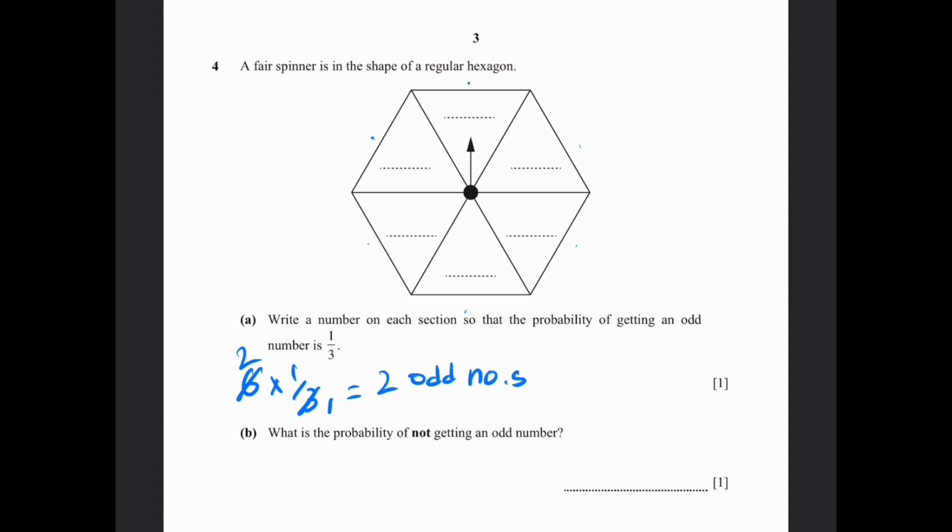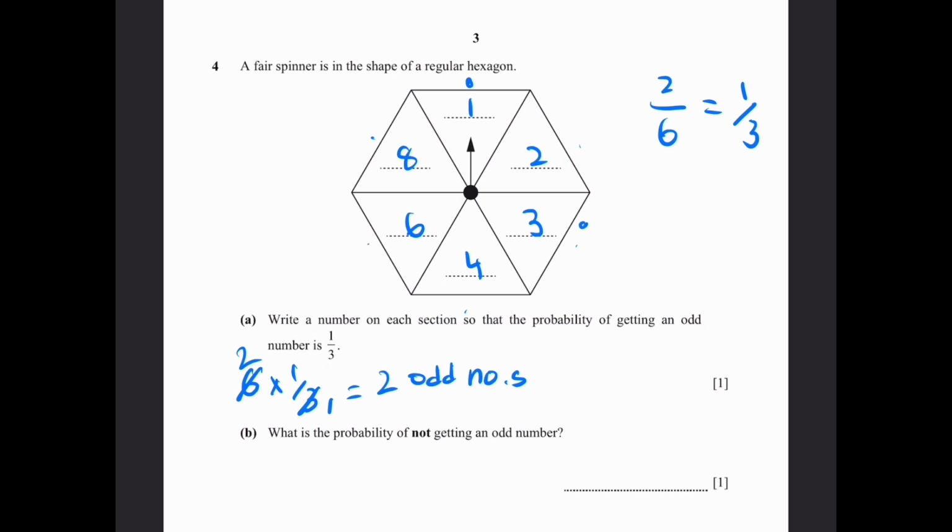We can put anything you want. Here I'm going to put 1, 2, 3, 4, 6, and 8. Just to check, there's 2 odd numbers. Number 1 here and the number 3 here. And 2 by 6 equals 1 by 3. And that is what we need.